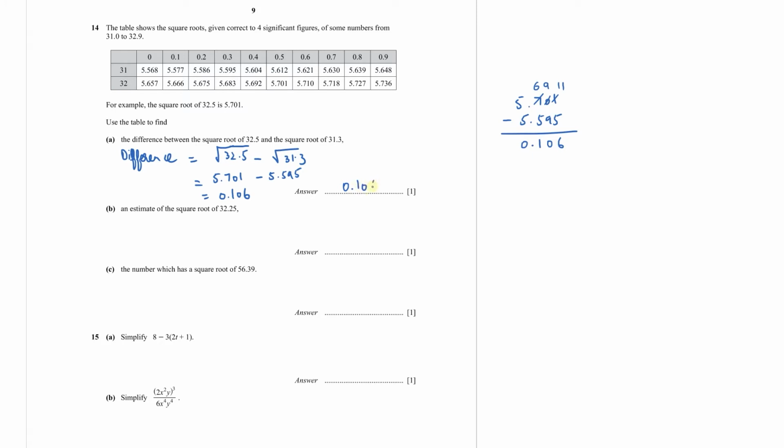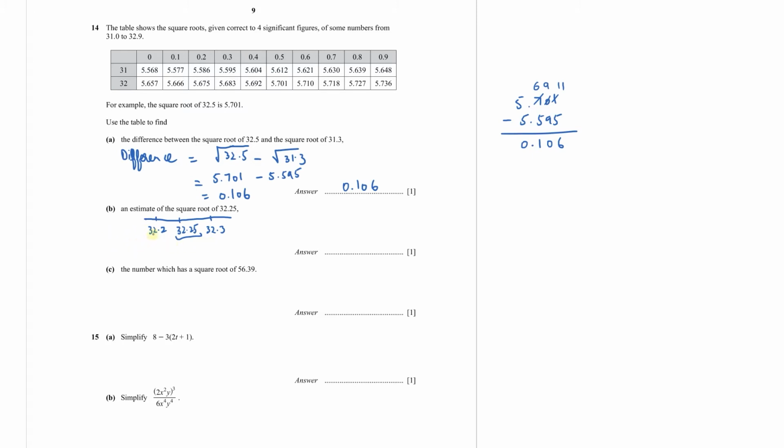Part B is estimate the square root of 32.25. So you have the square root of 32.2 here and the square root of 32.3 here. So on a number line, if you look at 32.2, and then you have 32.25, and then you have 32.3. So this number is right in the middle of these two values.